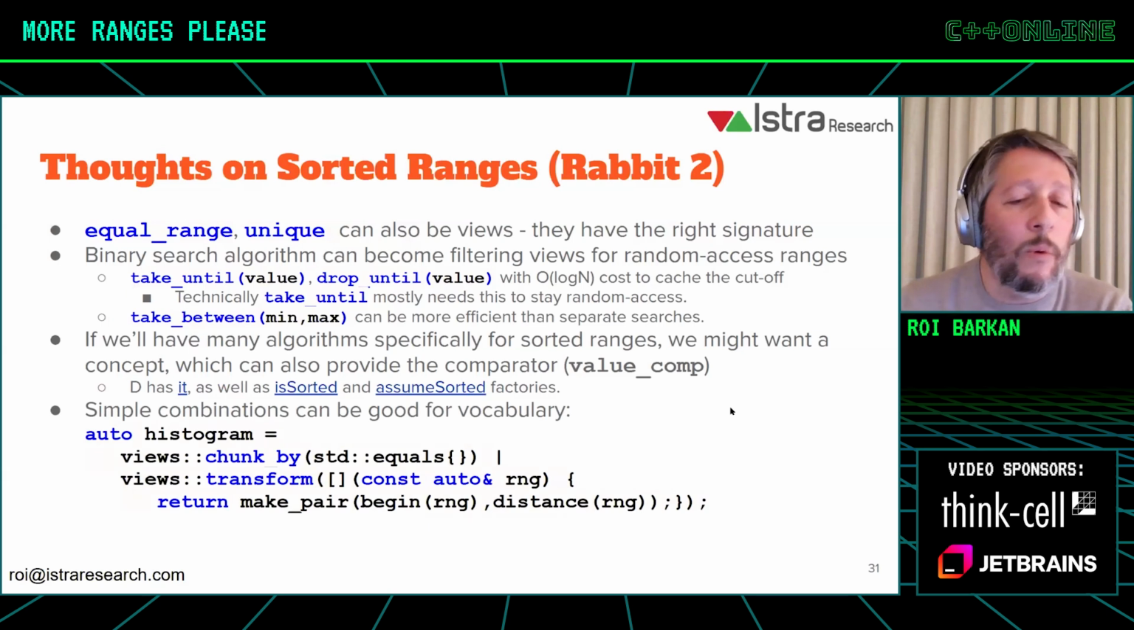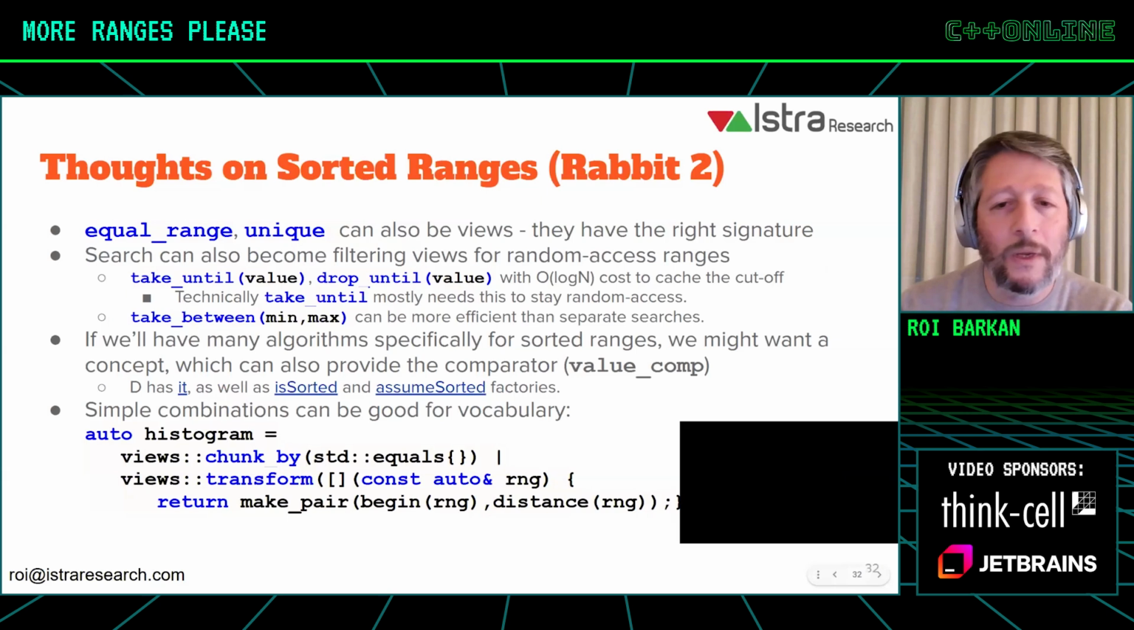And again, once we have these things, and we know that things can be sorted, we can very easily also add words to our vocabulary. So for example, the word histogram can be very easily implemented if I know that a range that we receive as an input is actually sorted. All I need to do is chunk it by equal items, and then I can convert each of the chunks into just a single element, which is the representation of that chunk and the size of that chunk. Okay, hopefully that all makes sense. So that's our rabbit number 2.